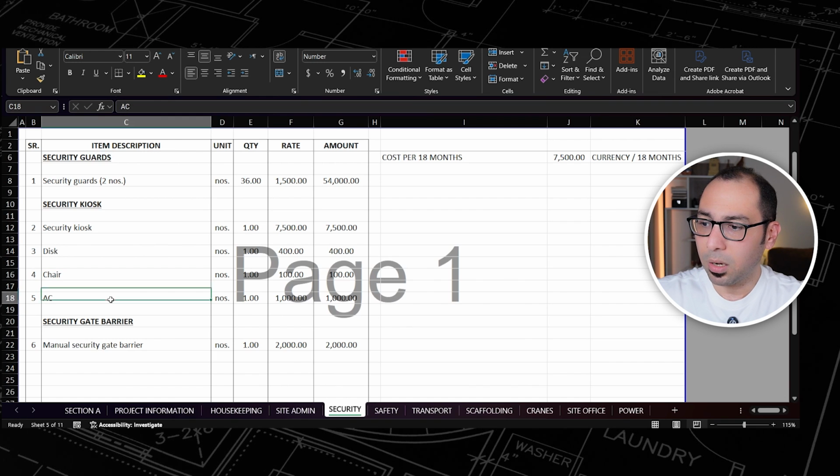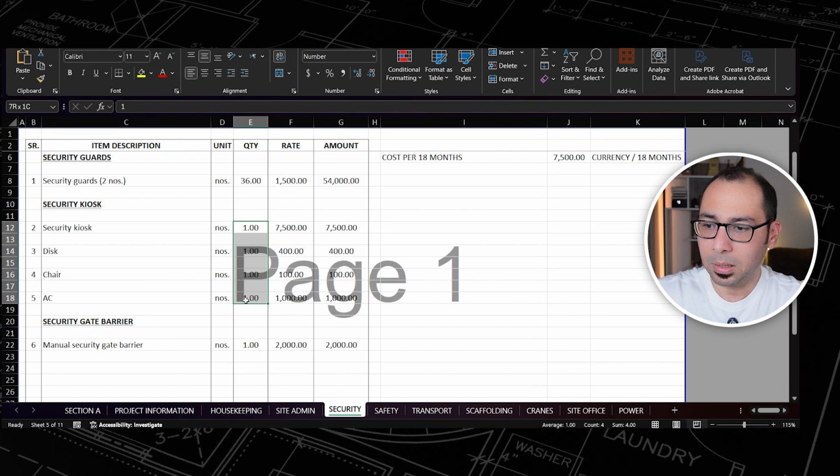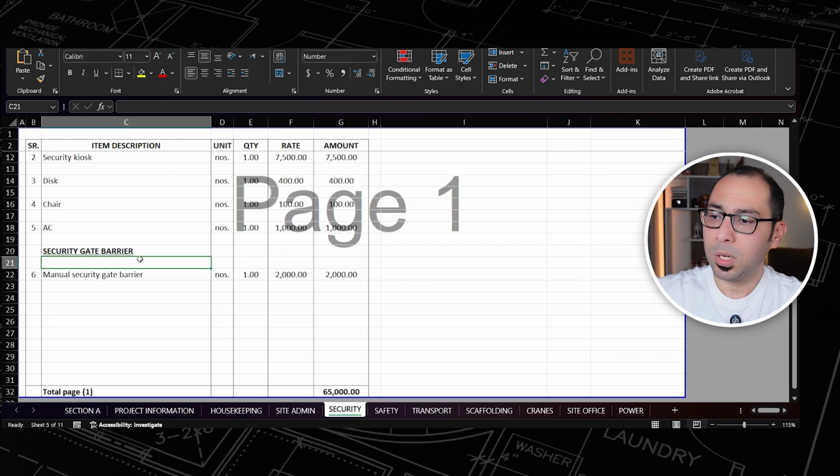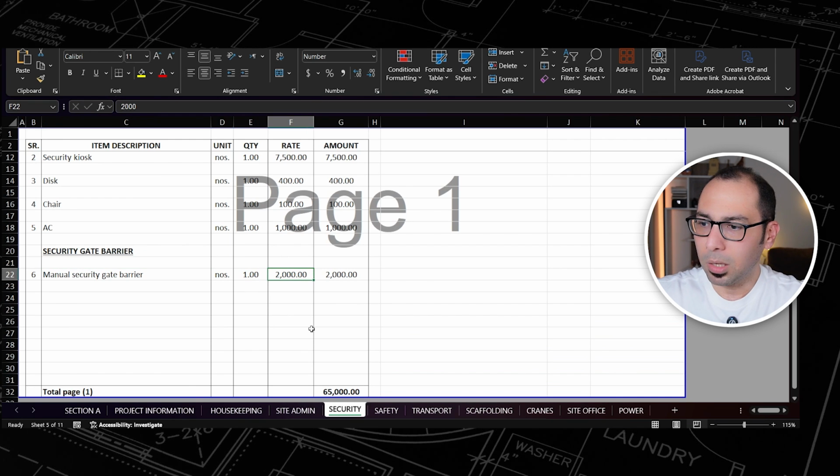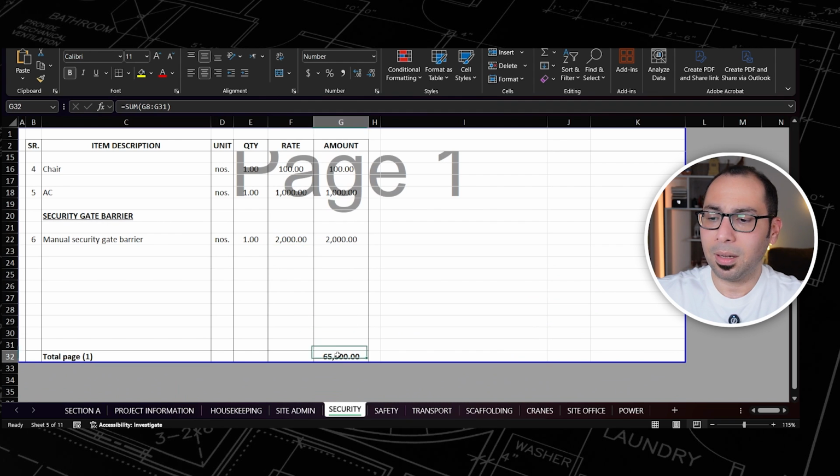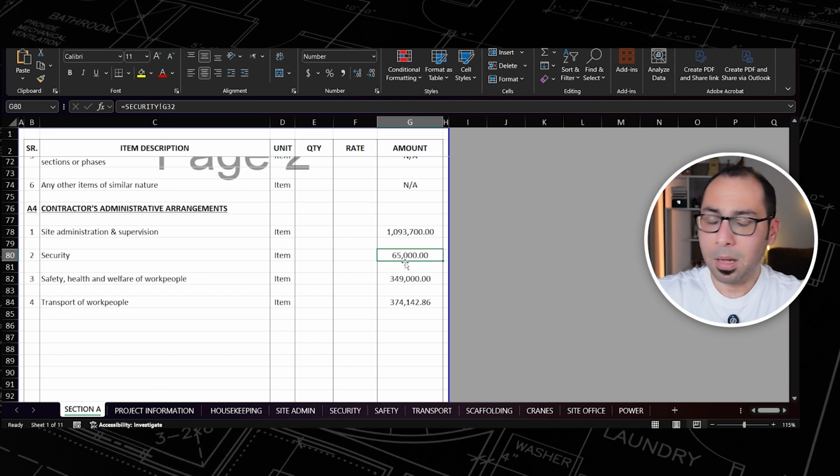Then inside this kiosk, I need a desk and I need a chair and I need an AC. So I'm listing down these things along with their prices. And maybe also we need a security gate barrier. So I'm just putting 2,000 here, manual security gate barrier. So I'm getting a cost of 65,000 for the security of the project. So I am just moving this number and I am adding it here next to the security.